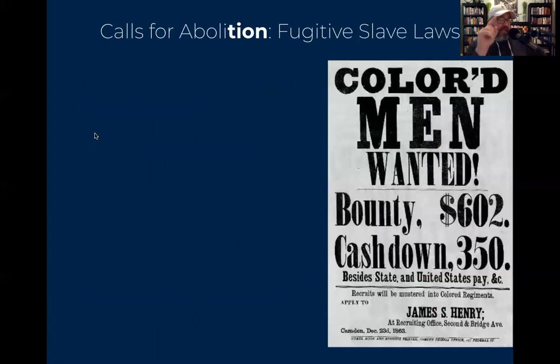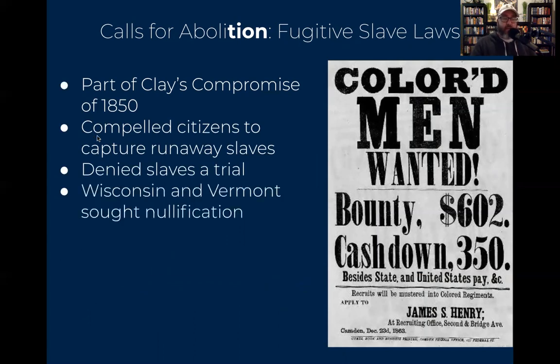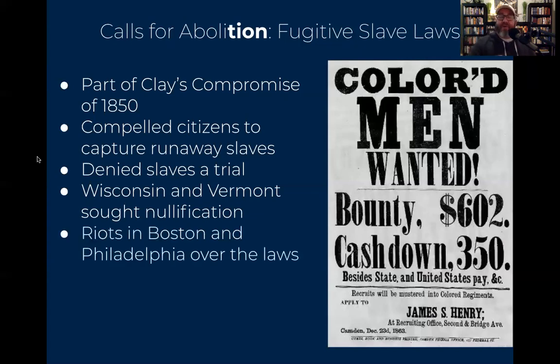So the calls for abolition, after we've gotten through the territorial expansion, we get to the fugitive slave laws, and he's going to compel, Henry Clay is, citizens to capture runaway slaves in the North, denying them a trial. And places like Wisconsin and Vermont sought nullification. I think that's ironic because one of the biggest critics of nullification was South Carolina. And they're basically saying, we're just taking that from your playbook, John C. Calhoun. Chill, brother.